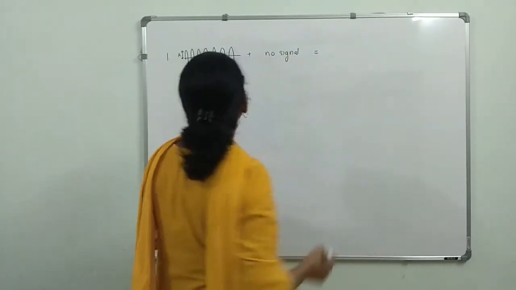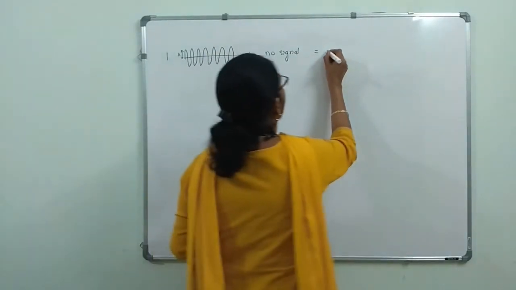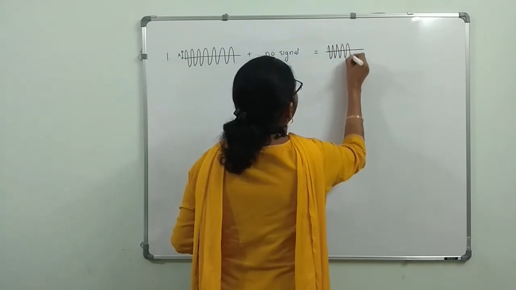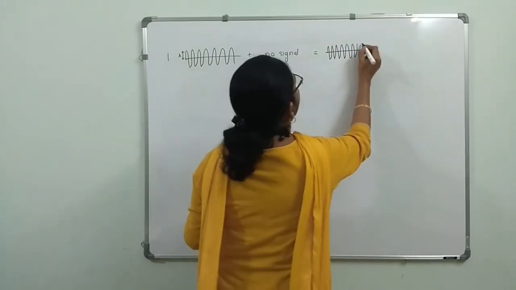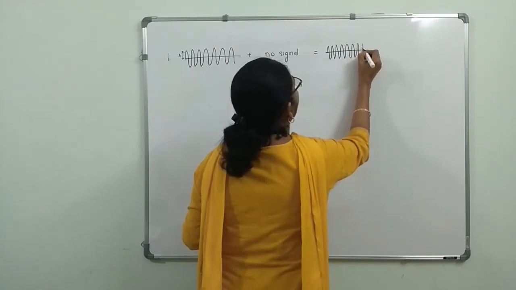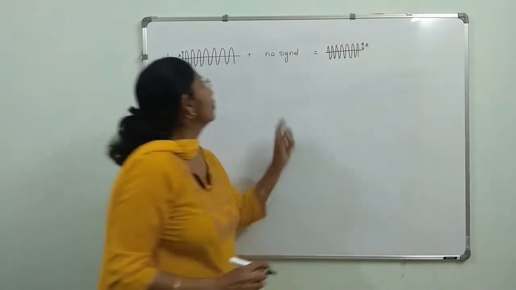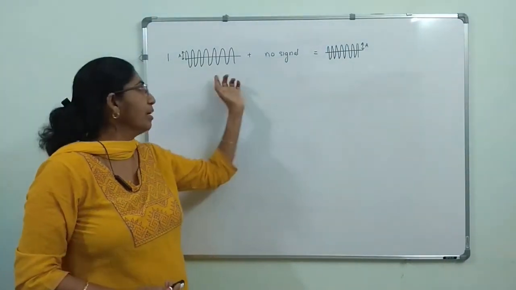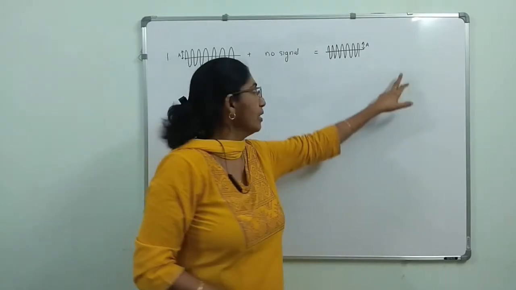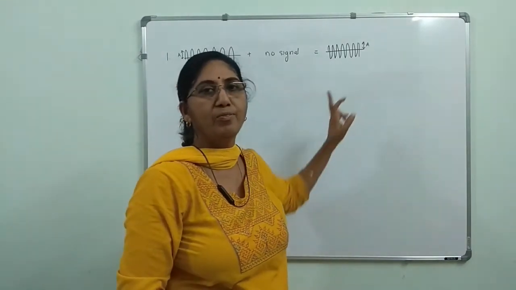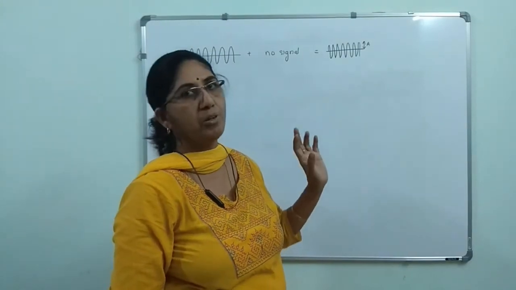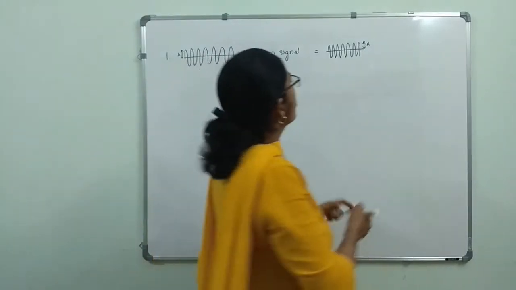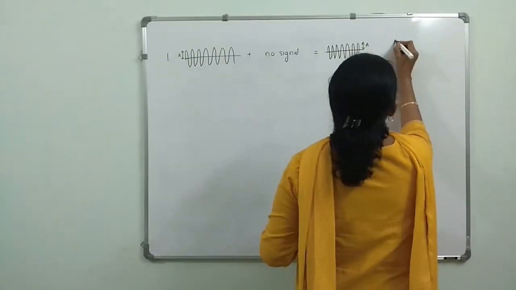What you get will be the same amplitude. The amplitude of the carrier wave has not changed. This is A. There is no signal in the carrier wave, so is there any change in the amplitude of the carrier wave? No. Whatever was earlier the amplitude, the same amplitude is coming in. So the change in amplitude is A minus A.